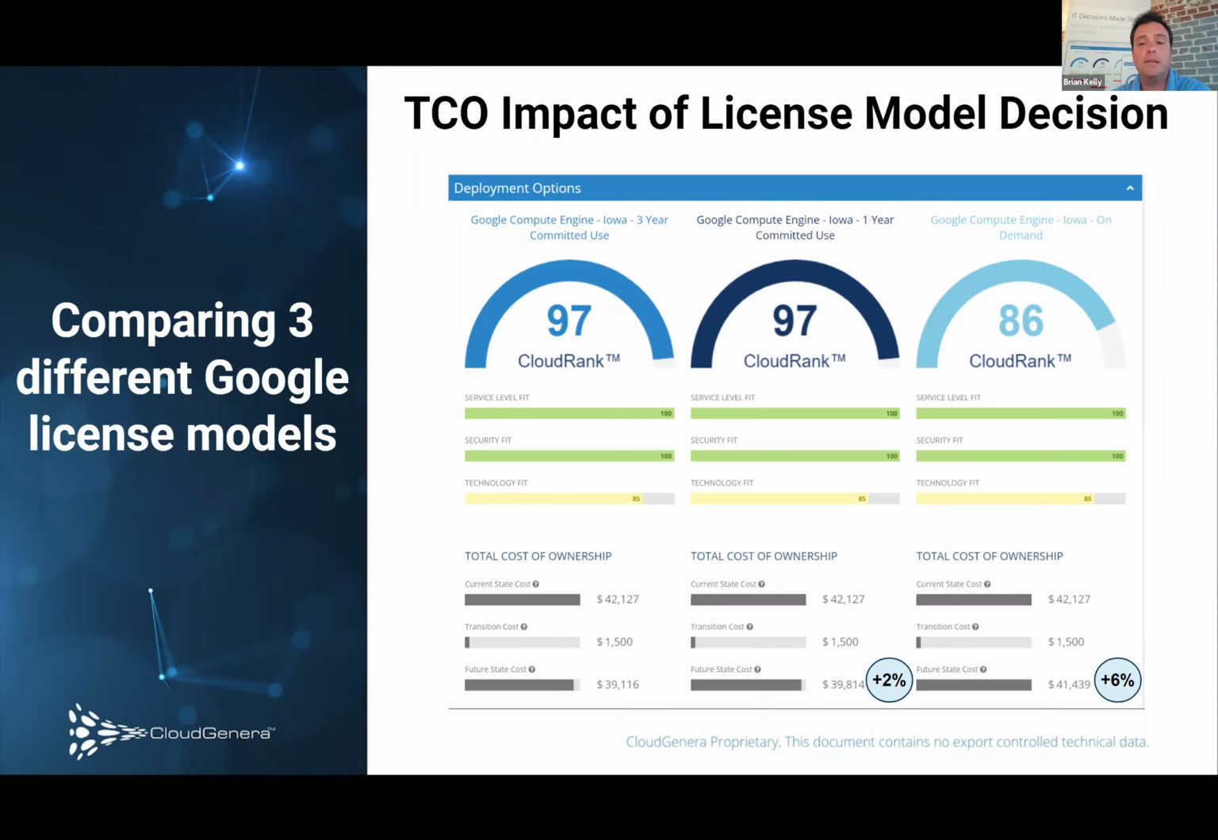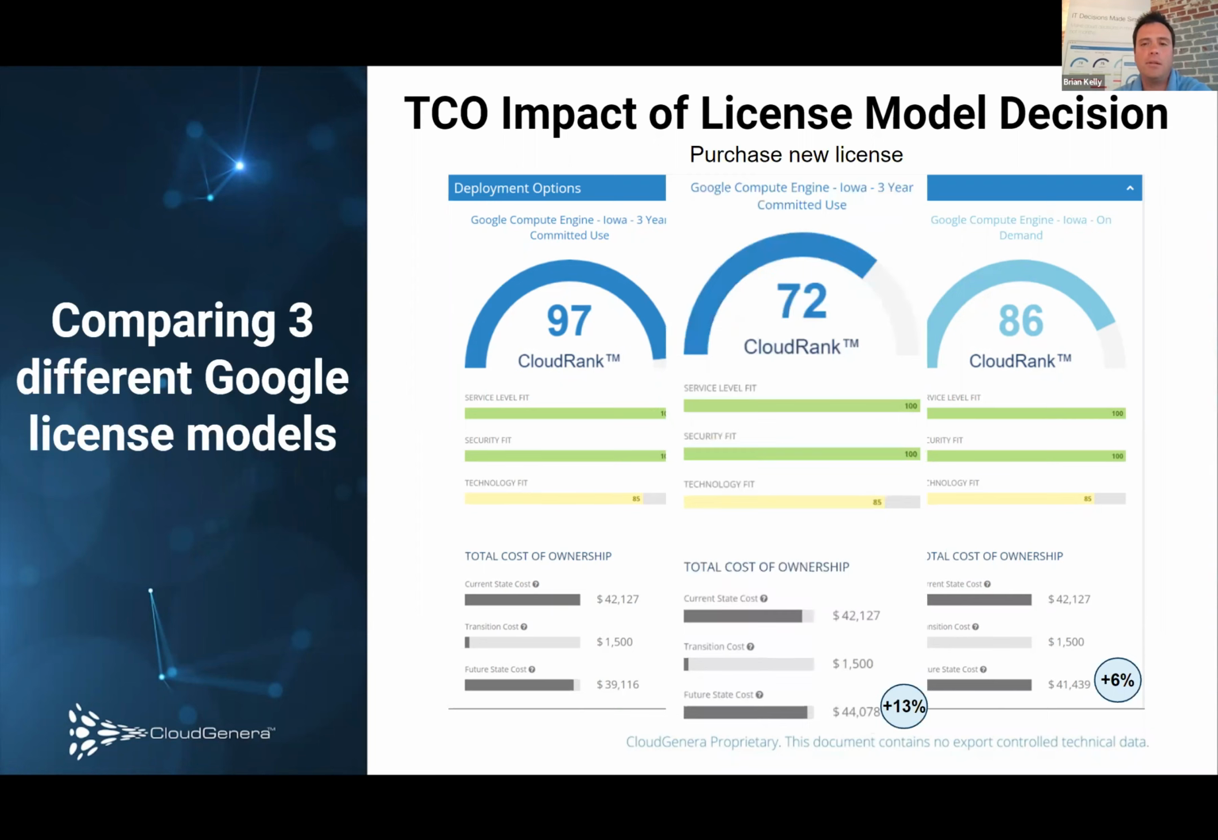Now, this analysis we just walked through was bring your own license. What happens if you need to buy the license? The cost for 3-year committed use when you buy your own license, versus when you've already bought the license and you're bringing it with you, purchasing it again will increase the total cost of ownership by 13%. That's a shift from public cloud has a business case, regardless of the license model, to this workload might be better positioned to stay in the data center.